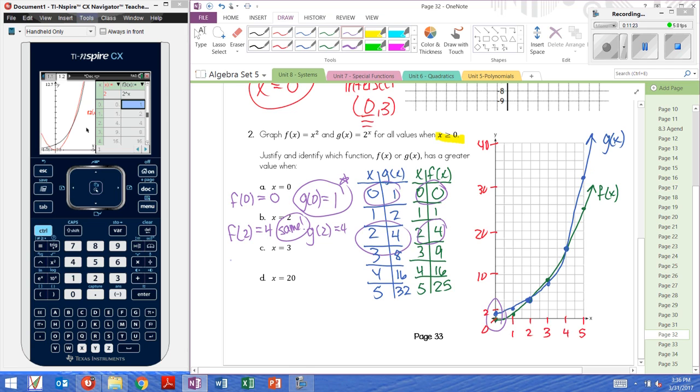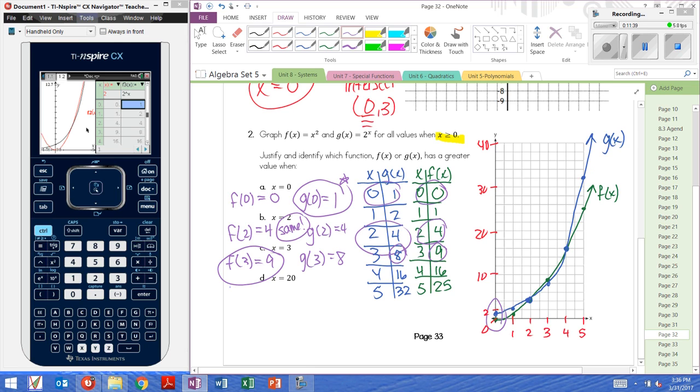All right, x is equal to 3. You guys getting the hang of this? f of 3 is equal to 9, where g of 3 is equal to 8. So f of 3 is bigger.